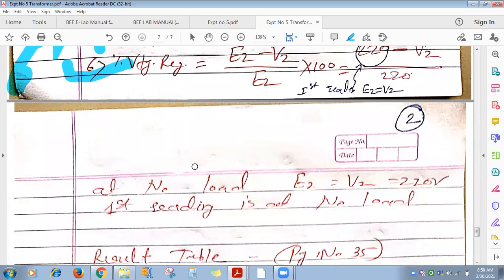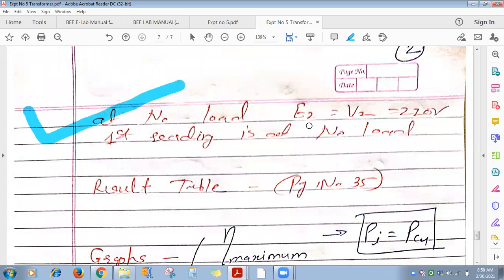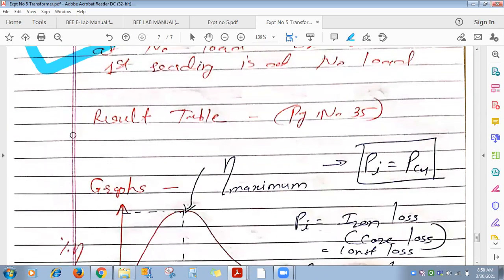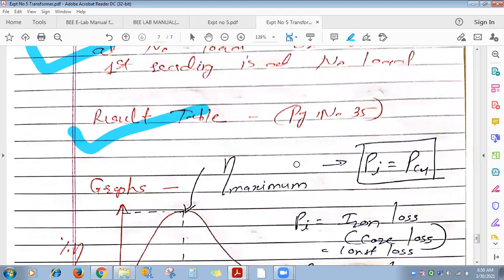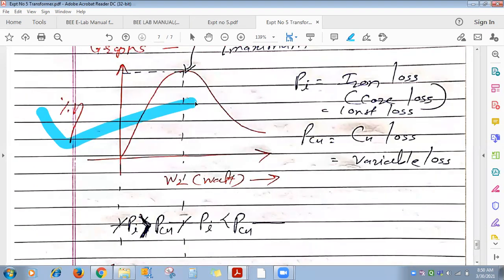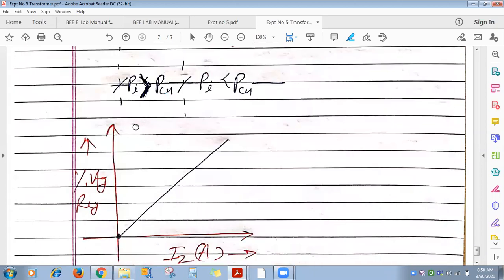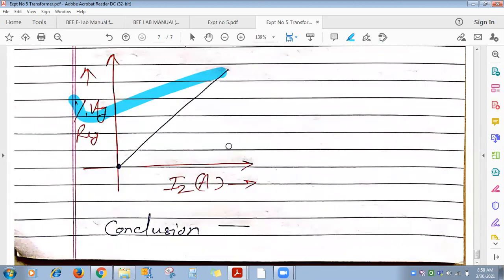Okay. Then here I have written, at no load E2 is equal to V2, and then the result table from page number 35. See, this is the result table, this one you do. And once you finish with the result table, graphs: use 2 graph papers. Everyone compulsorily has to use 2 graph papers. Okay, and then at the end, draw the graph, and then at the end, the conclusion.